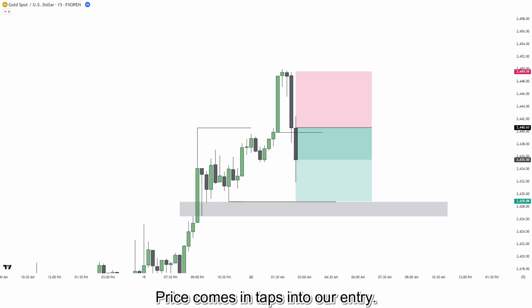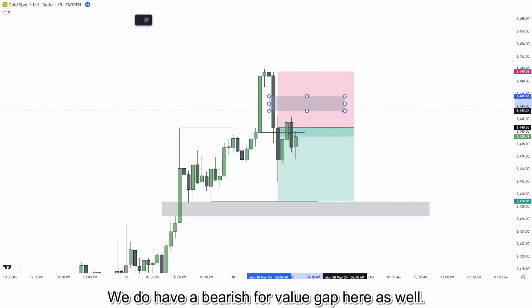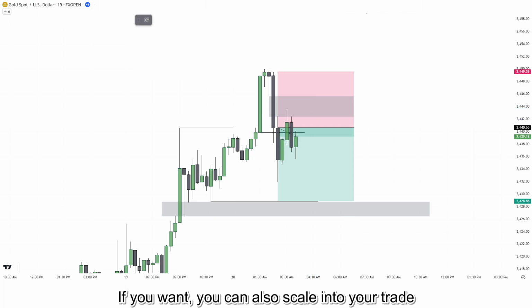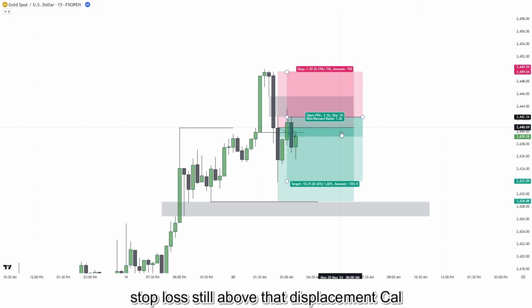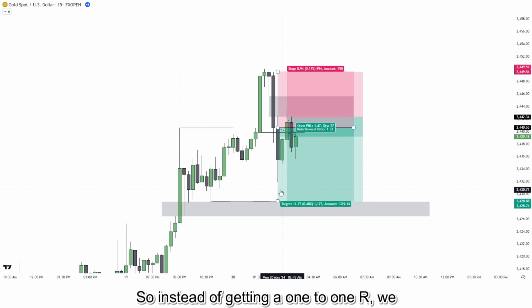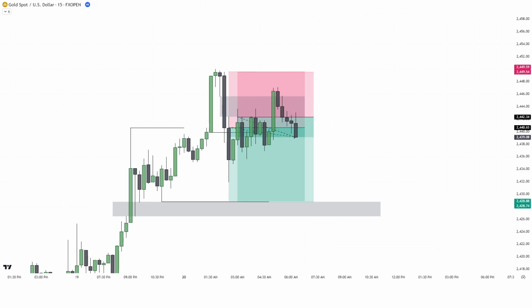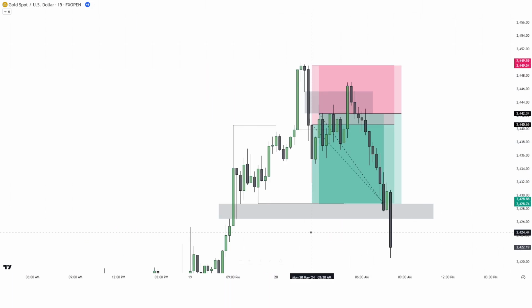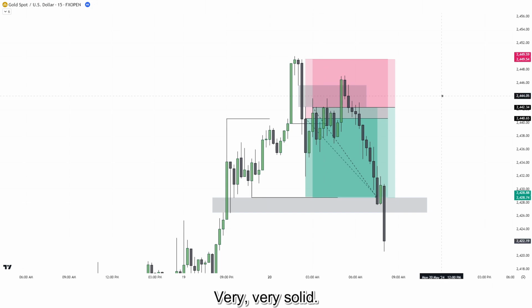Price comes in, taps into our entry. We do have a bearish fair value gap here as well. If you want, you can also scale into your trade. Stop loss still above that displacement candlestick high. So instead of getting a 1-to-1 R, we can get a 2-to-1 R because we're capitalizing on this trade and scaling in. And just like so, price comes down into our take profit. Very solid. That's gonna be it for the video.